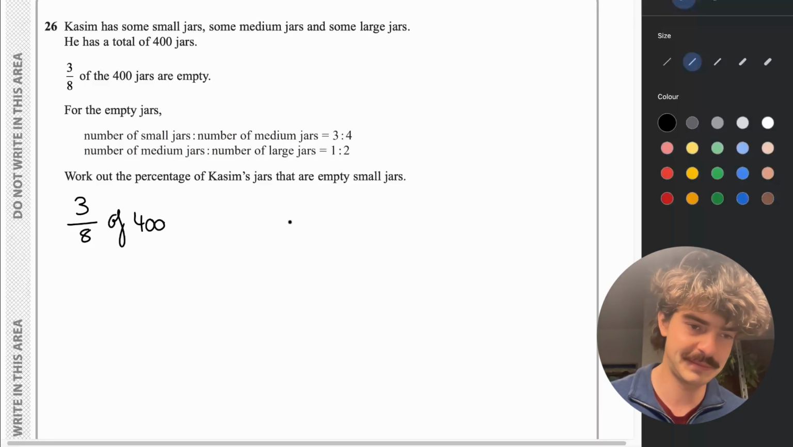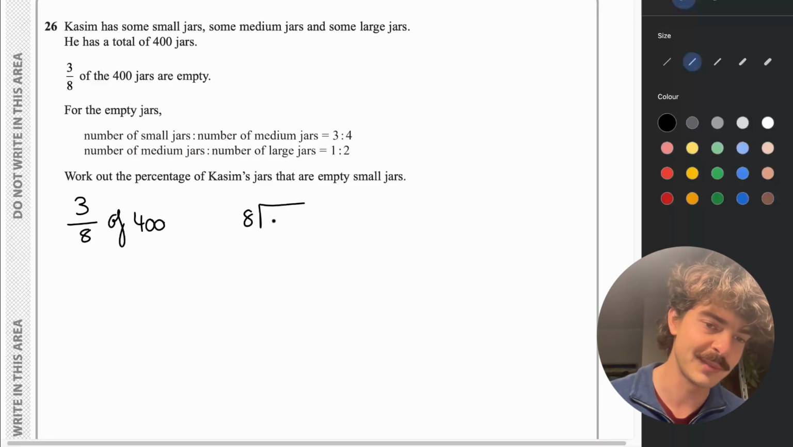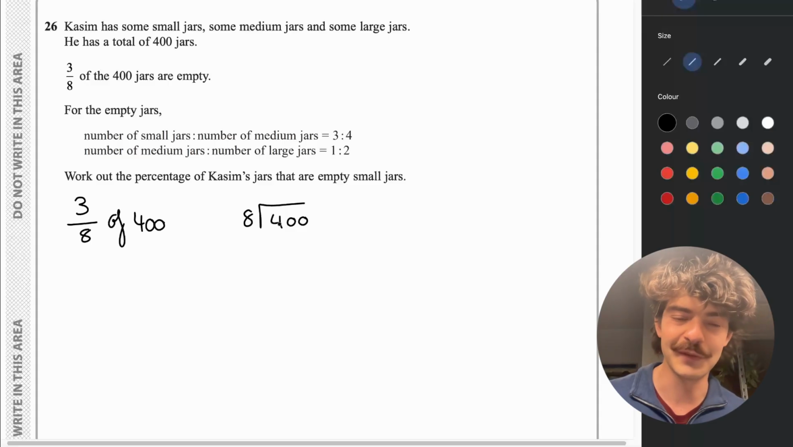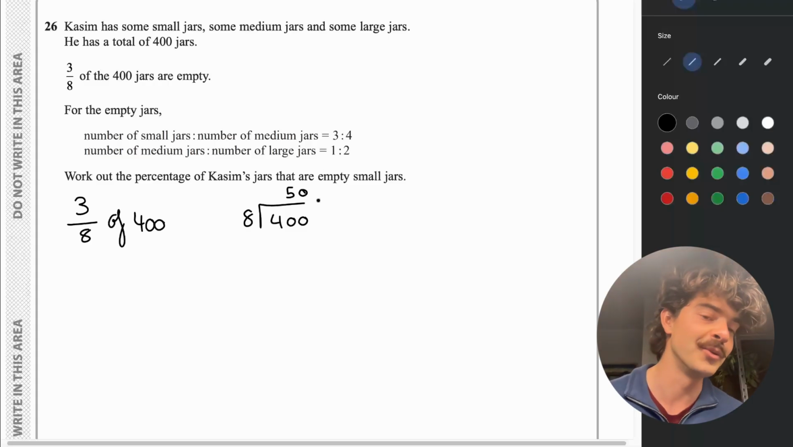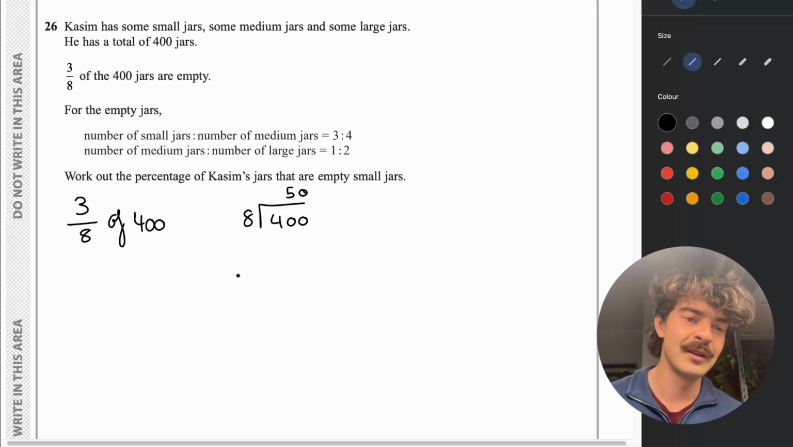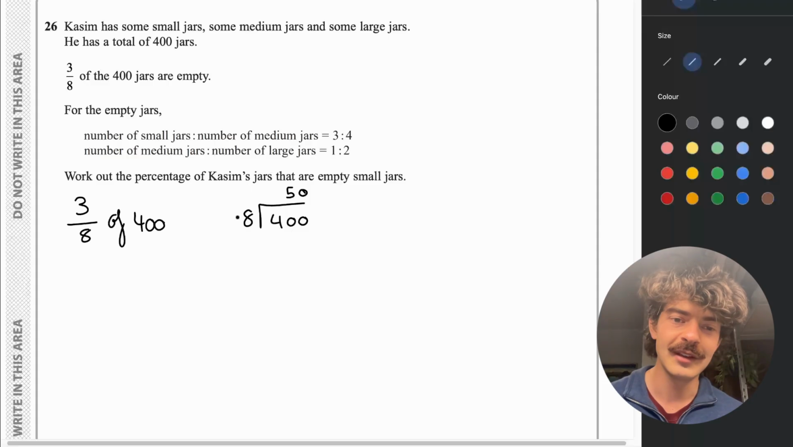But I mean, let's just run it through a bus stop as well. Why not? 8s into 4, none. So 8s into 40 goes 5 times. 8s into 0 goes no times. 50. Oh, yeah, cool. There you go. Okay. So if we wanted 1/8, it would be 50.